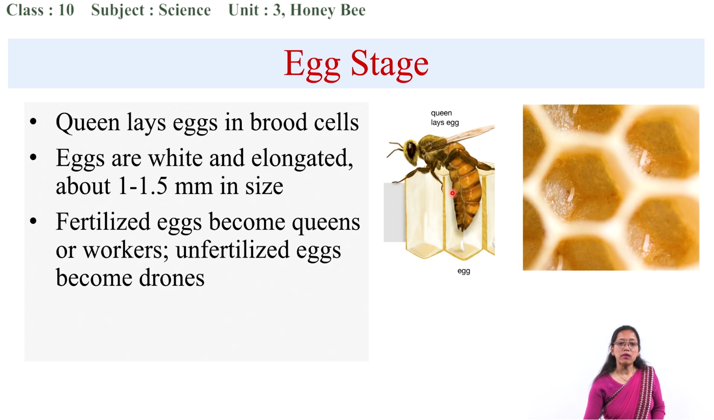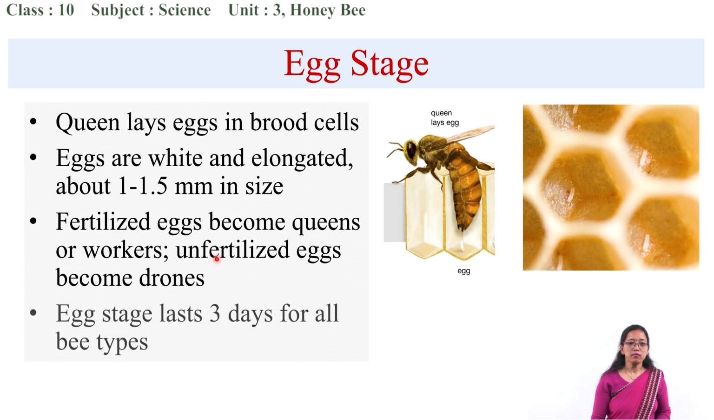The queen bee lays 2 types of eggs. One is the fertilized egg, which becomes queen bee and worker bee, whereas the other type, the unfertilized egg, becomes drone bee. The egg stage lasts for 3 days for all types of bees.